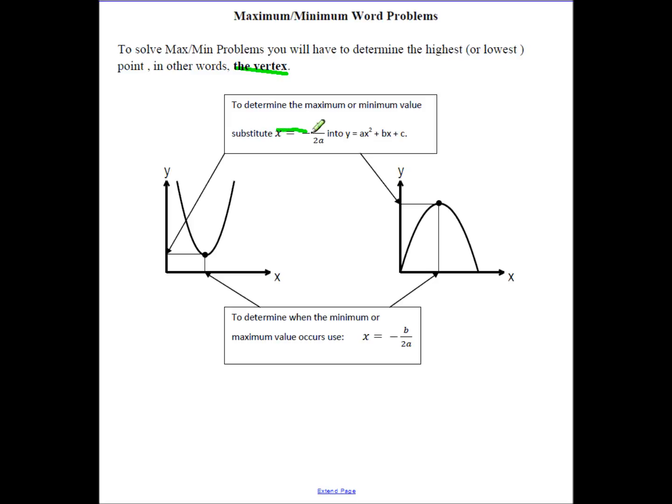We'll use this equation, negative b divided by 2a, and we'll substitute that answer, which is the axis of symmetry, into our equation. That will let us find either the maximum value or the minimum value. So you have to keep in mind that if the graph is pointing up, there will always be a minimum value, and if the graph is pointing down, there will always be a maximum.